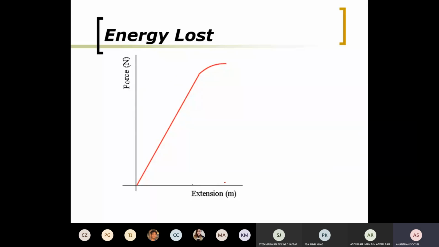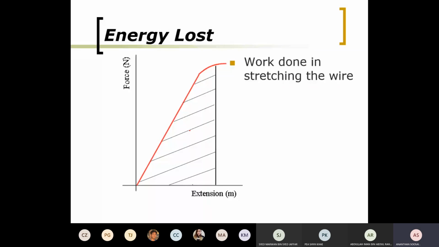Okay, force versus extension. When you apply a force, this area is work done by you. Work done to stretch the wire. This is the amount of work done by you to stretch the wire.